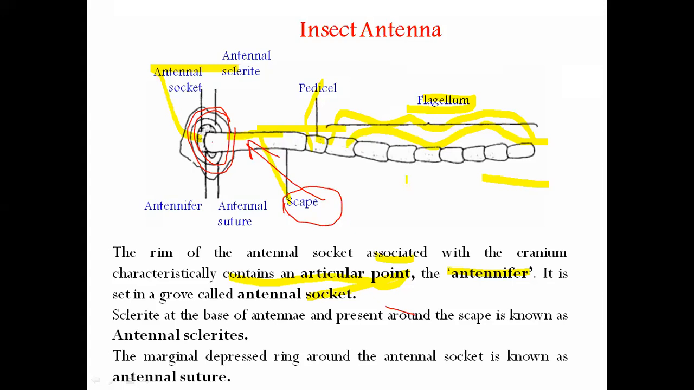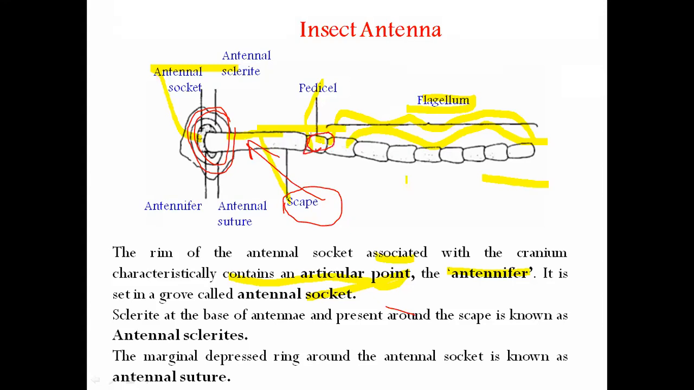Here the scape is complete. Understood or not? What does scape mean? Scape is the first part of the insect antenna, isn't it?